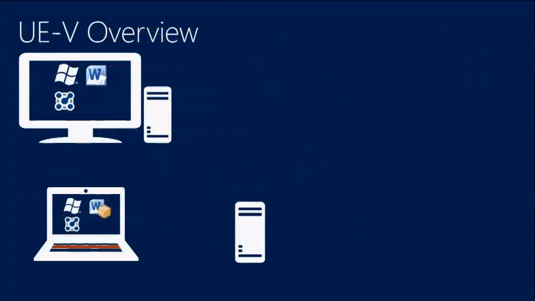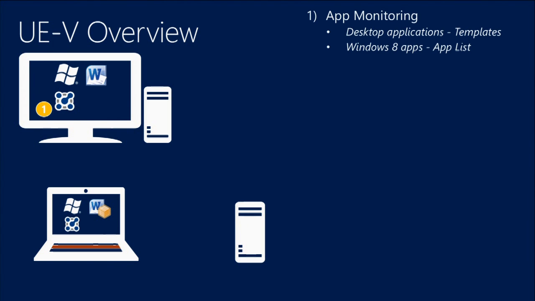All right. So let's help you understand how UEV works, and then I'll walk into a demo and show you actually some of the key features that we just talked about. So UEV has a number of components. The first one we're going to talk about is app monitoring. There's two types of applications we monitor.